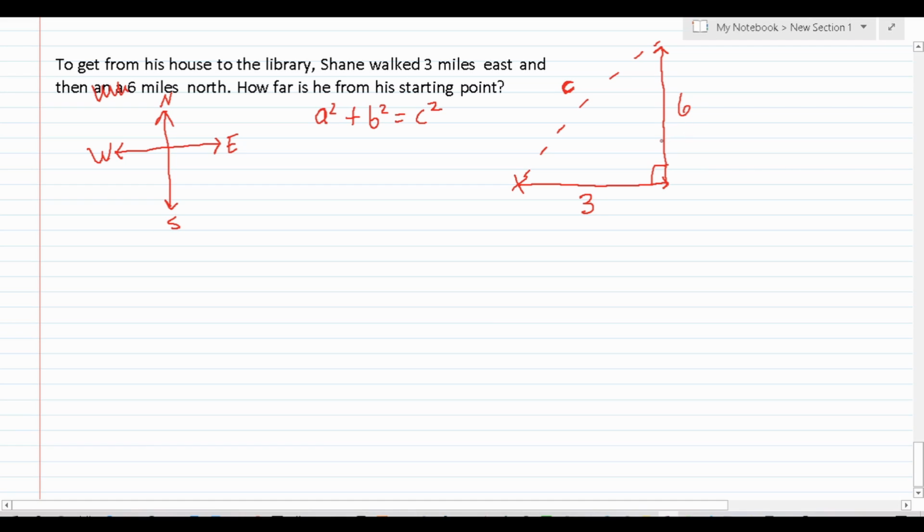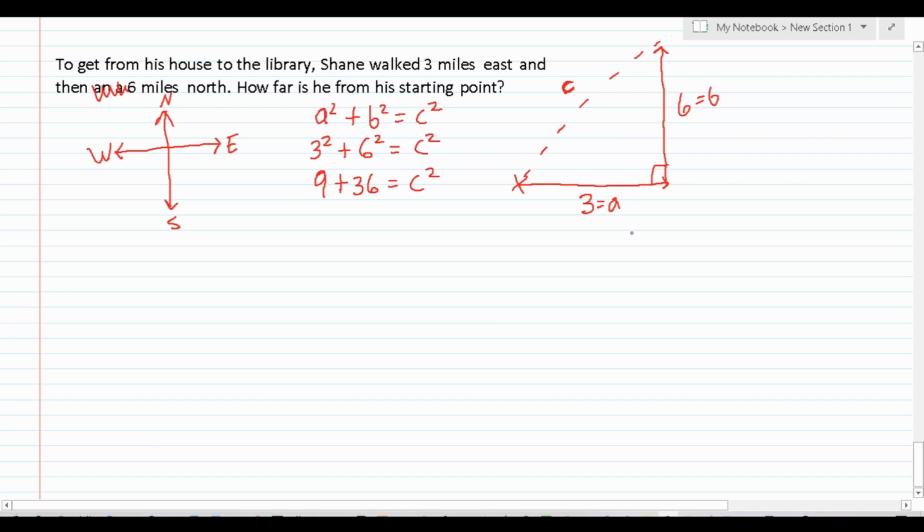Again, doesn't matter which of these you refer to as A or B. I'm going to call this one A. I'm going to let this one be B. A squared is going to be 3 squared plus B, which I let be 6. So that's going to be 6 squared equals C squared. 3 squared is 9, and that looks like an A. 9 plus 6 squared, which is 36, equals C squared.